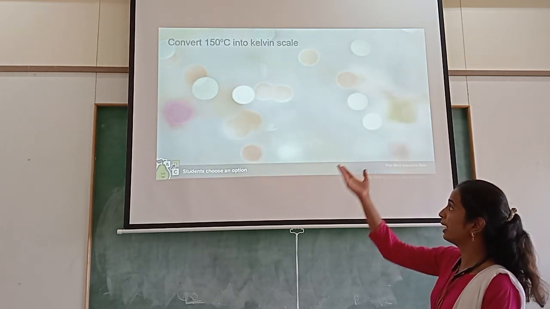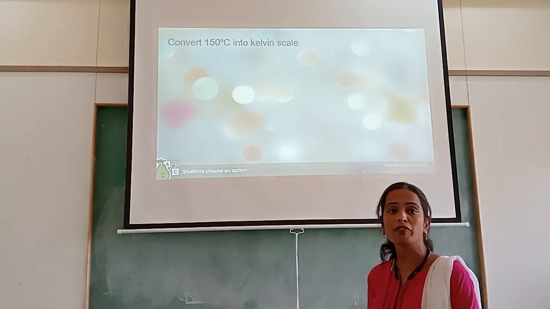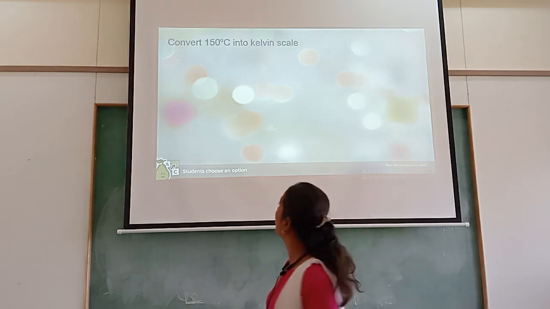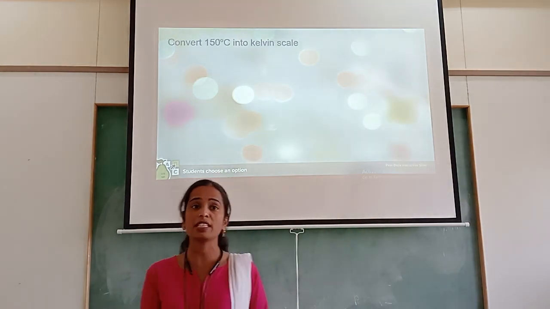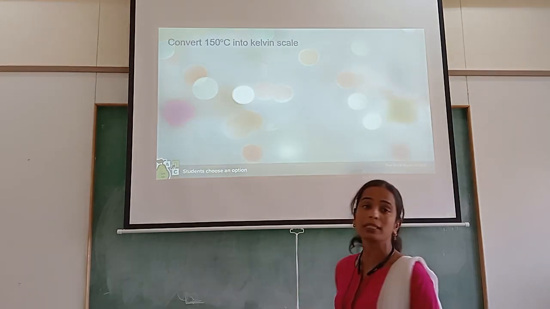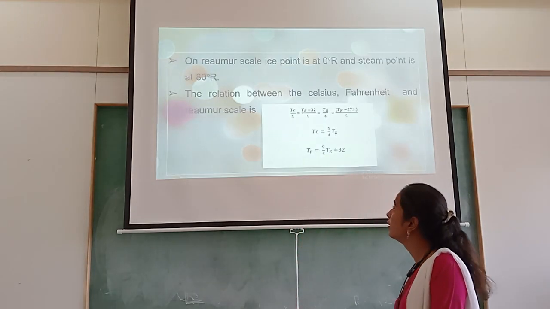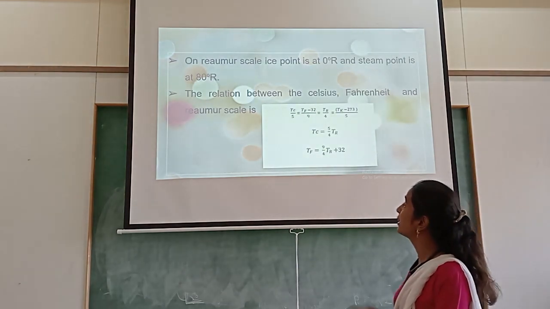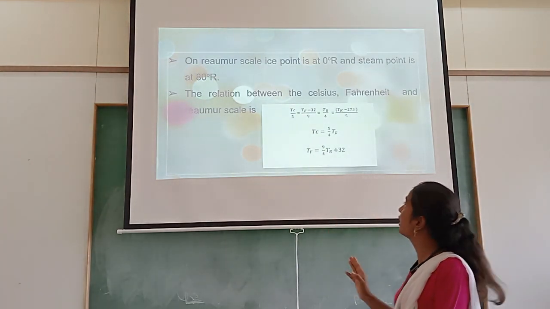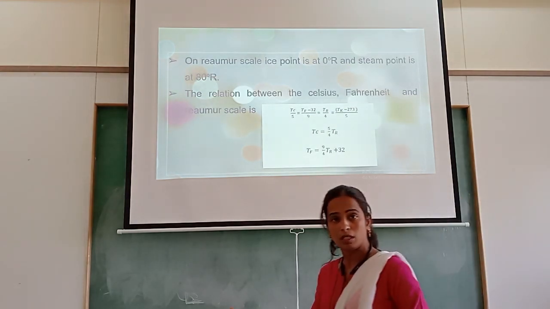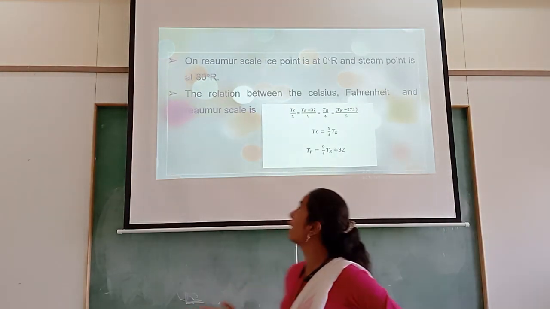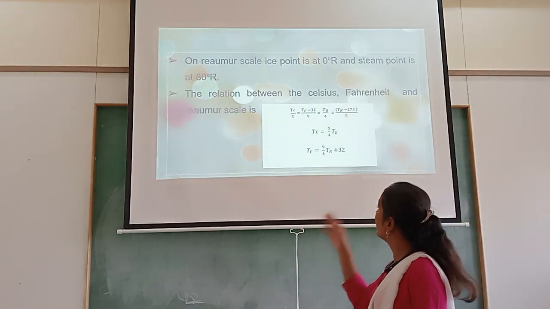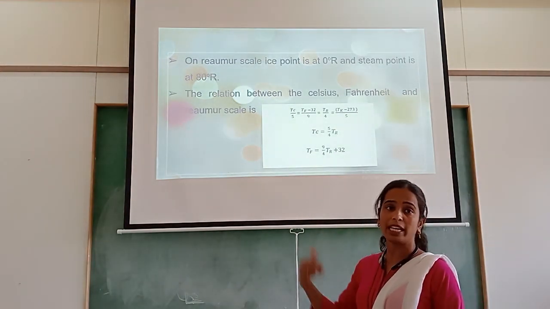Then one example: how to convert 150 degrees centigrade into the Kelvin scale. We take Tk, the Kelvin scale, equal to 150 plus 273, and we get the Kelvin value. Next scale is the Reaumur scale. In the Reaumur scale, the ice point, 0 degrees centigrade, is the lower fixed point, and the steam point is 80 degrees. It is divided into 80 equal parts, and we get the Reaumur scale.